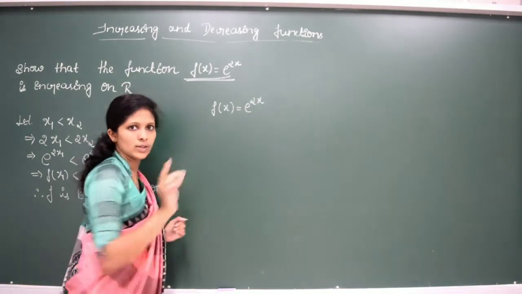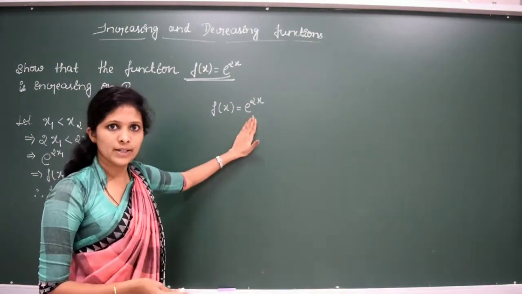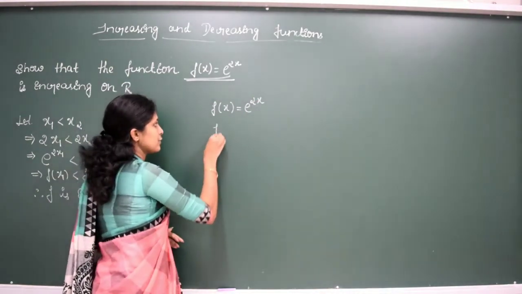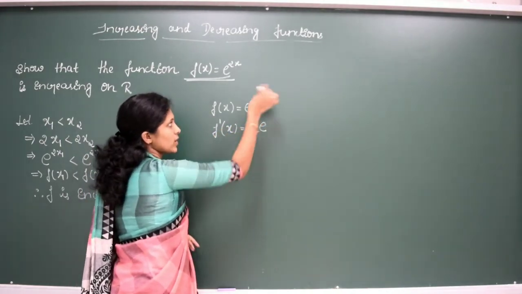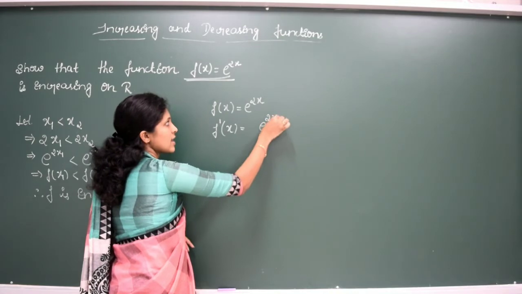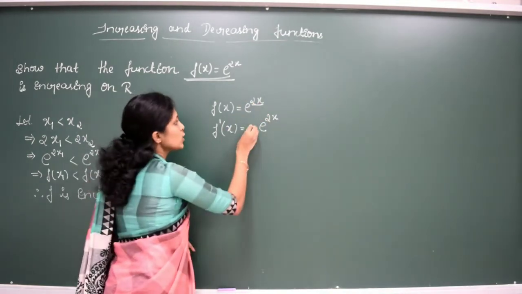Better you stick to 1, okay? f of x is equal to e to the power 2x. What do you have to do? Differentiate. f dash of x is equal to e to the power 2x times the derivative of 2x, which is 2.